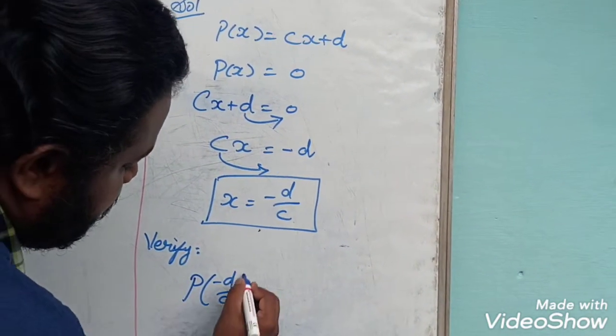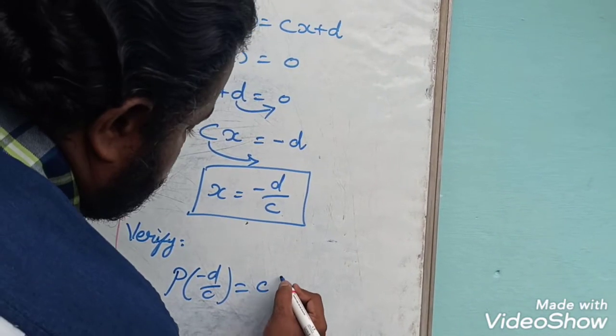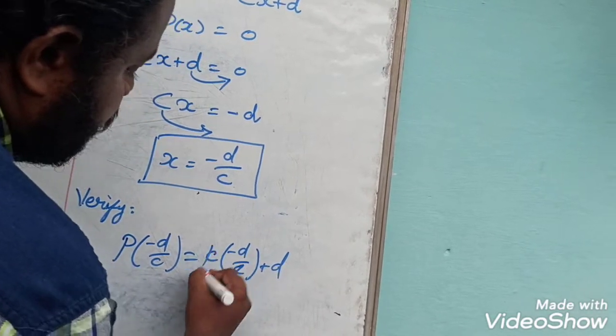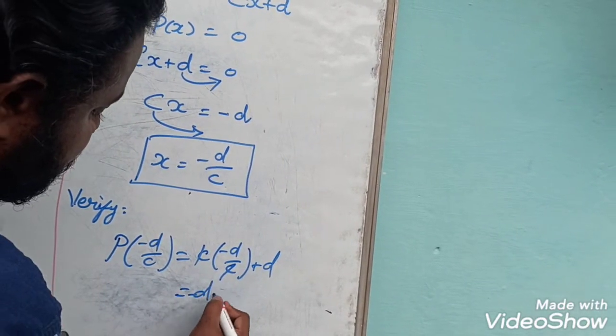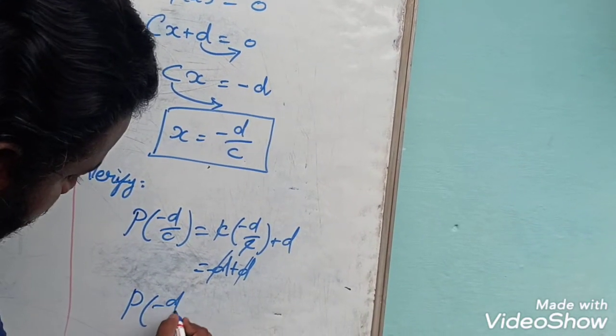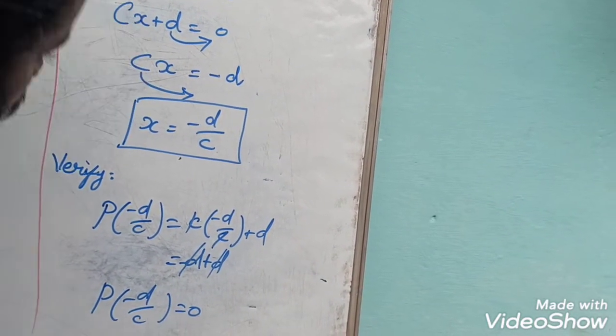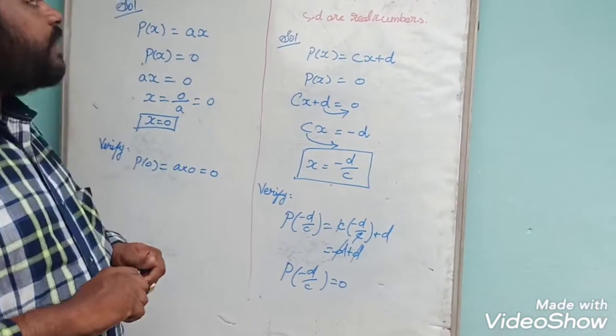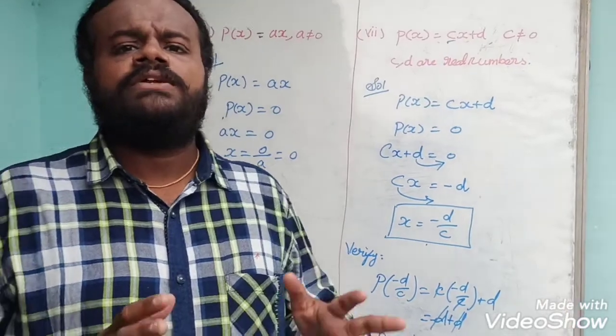P of minus d by c equal to c into minus d by c plus d. C will get cancelled, remaining minus d plus d. Minus d plus d become cancelled. So P of minus d by c equal to 0. We conclude that x equal to minus d by c is the zero. So now onwards we have to see how to find the zeros of the polynomial.